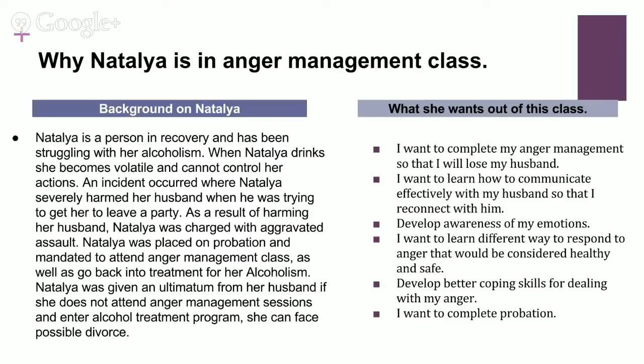Natalia was placed on probation and mandated to attend an anger management class, as well as go back into treatment for her alcoholism. Natalia was given an ultimatum from her husband. If she does not attend anger management sessions and enter alcohol treatment, she can face possible divorce.